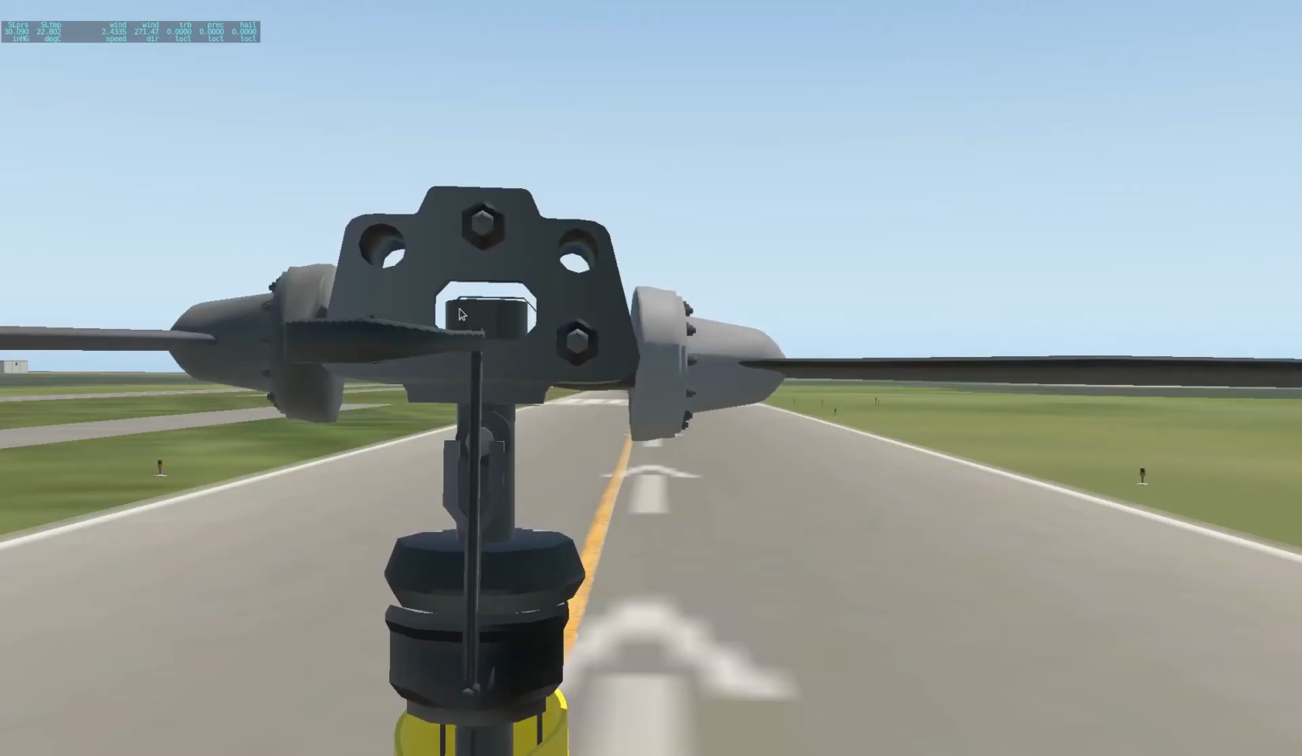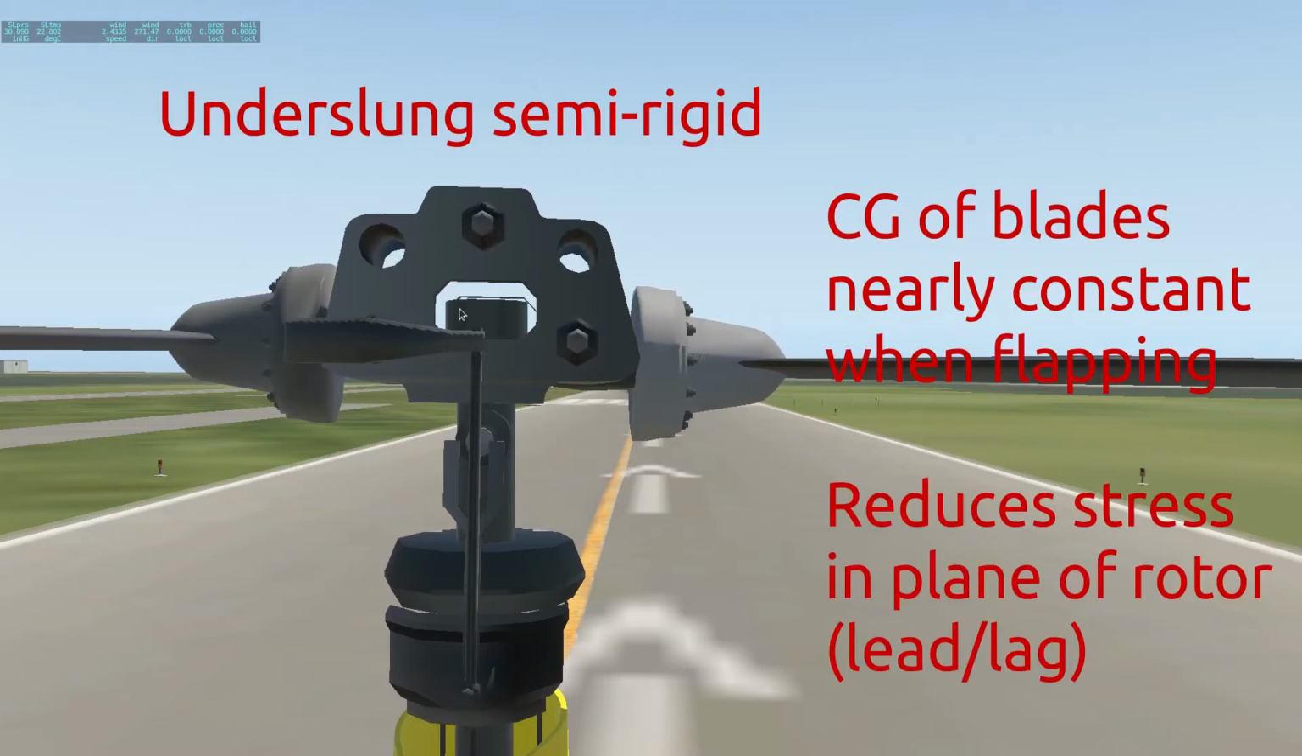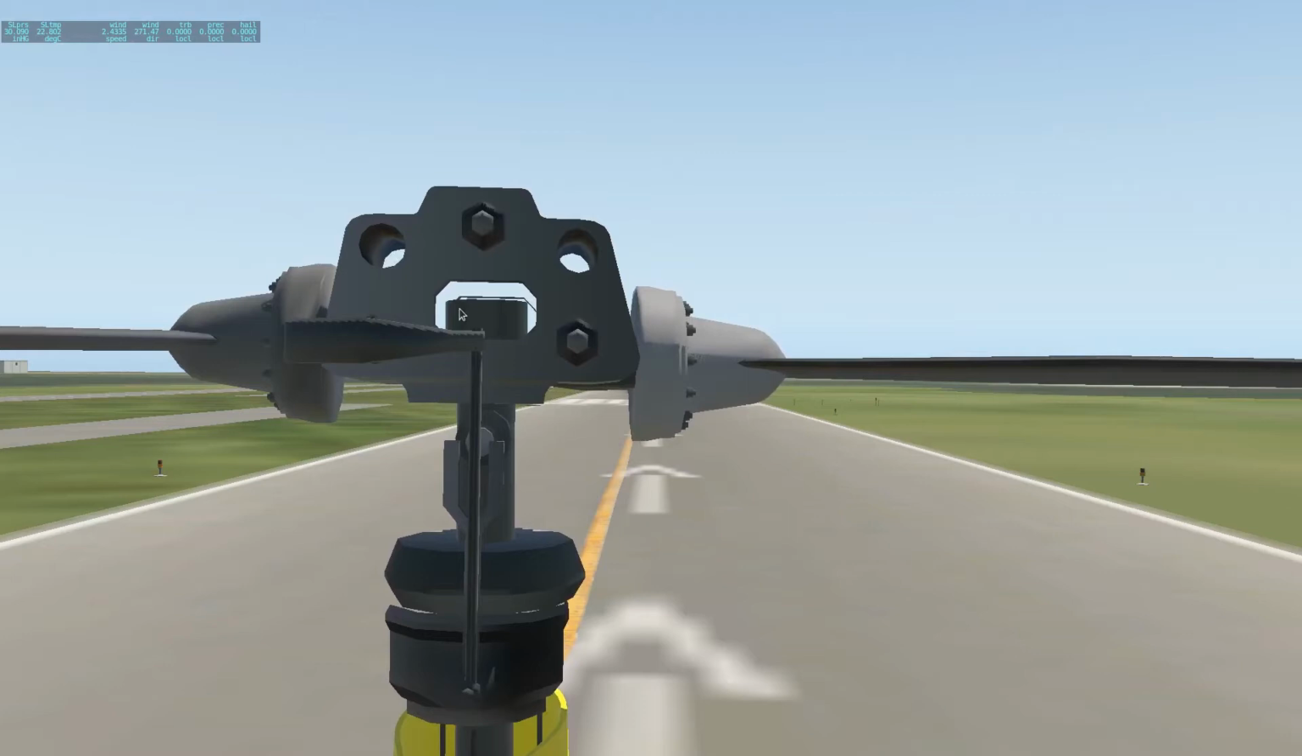So what else do we see here? We have a couple of other hinges. We have this big hinge right here, and that's a teetering hinge. Now this is what they call a semi-rigid underslung system. So an advantage of the underslung system is that because the hinge point is above the rotor blades, when I tilt or seesaw, if you will, the rotors, it does not change the center of gravity of each rotor blade much. And that reduces stress in the plane of the rotors themselves.